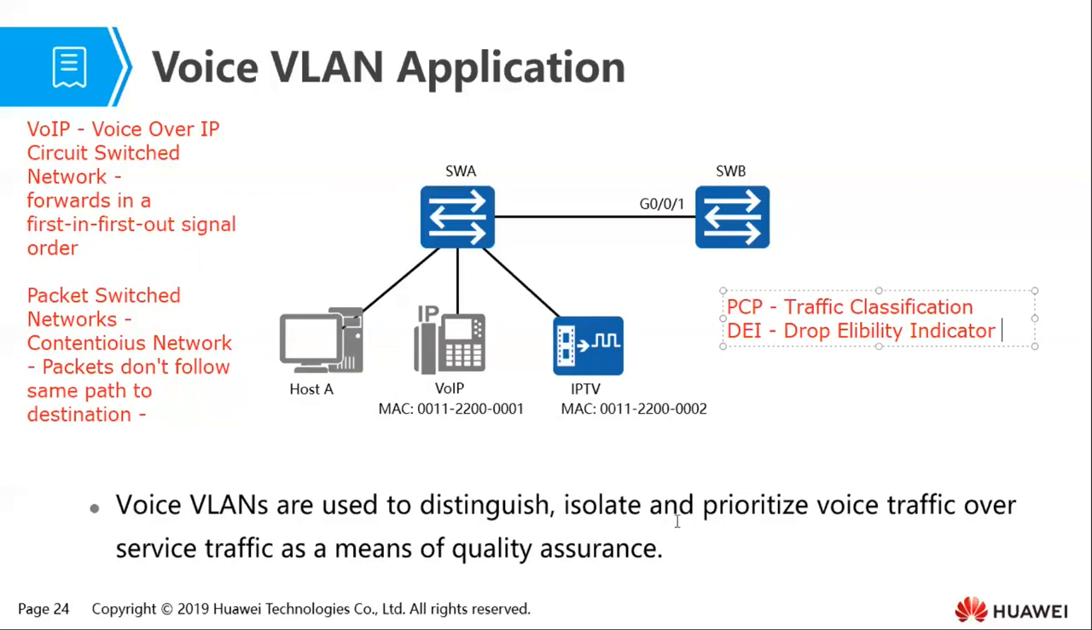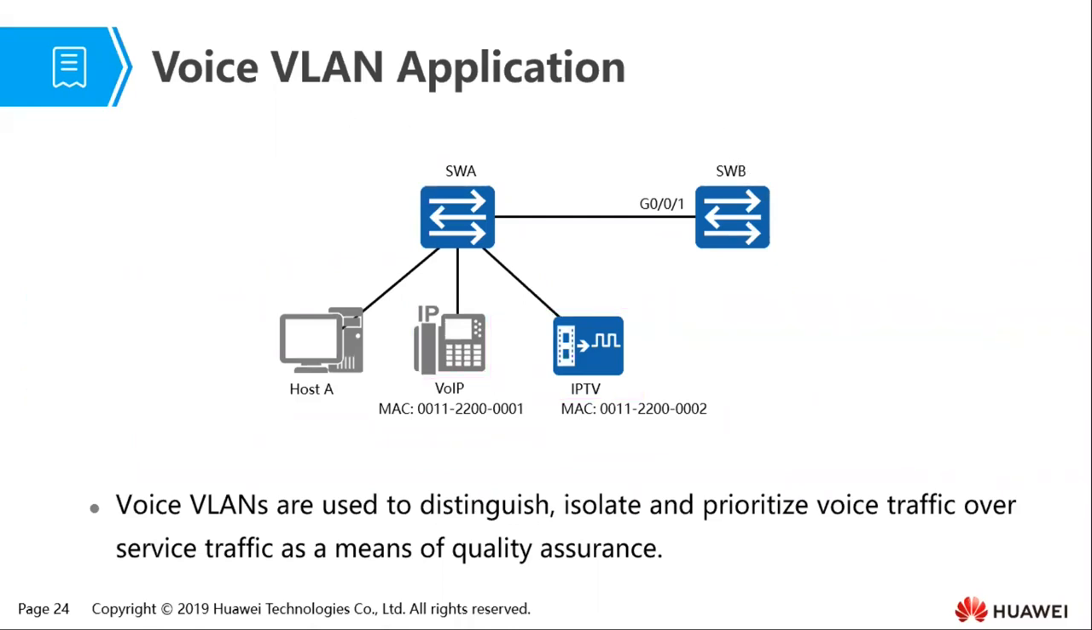So voice VLANs are used to distinguish, isolate, and prioritize voice traffic over service traffic as a means of quality assurance. Many organizations are now shifting to using IP phones, IPTV, video conferencing for meetings. These services need near real-time delivery of packets. So those packets need to be given higher priority so that when there's congestion, their queue will be different. When you do HCIP, you're going to learn about the different types of traffic classification and management and the different types of queues.